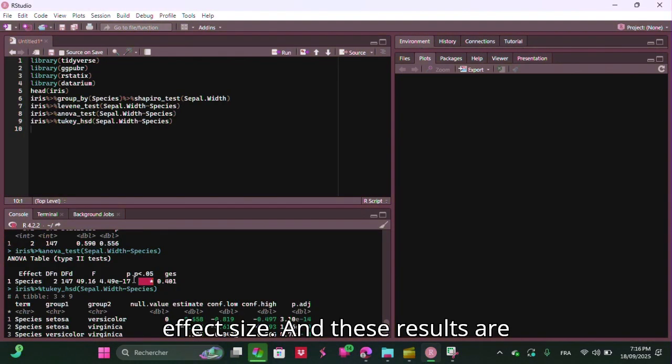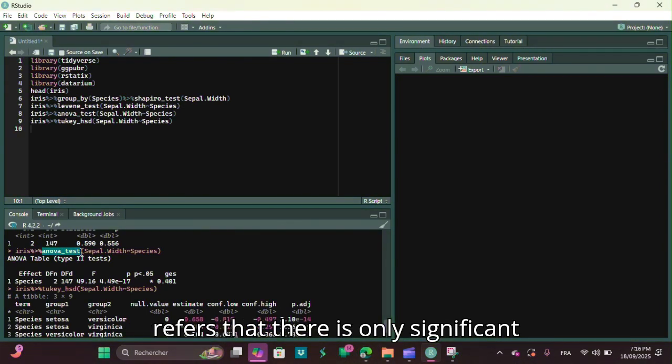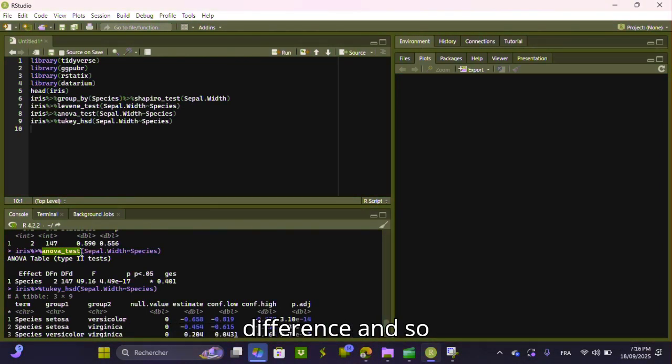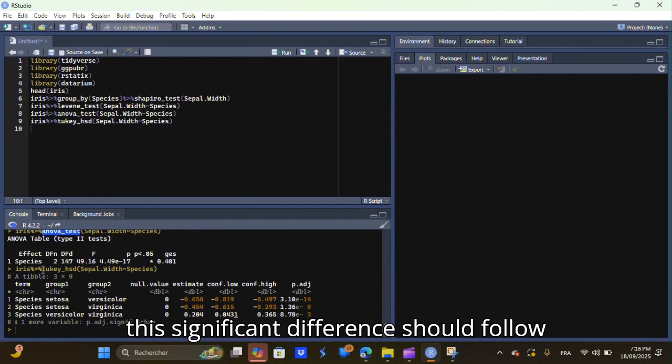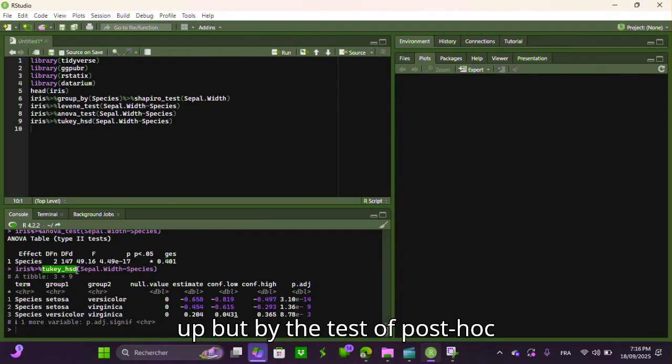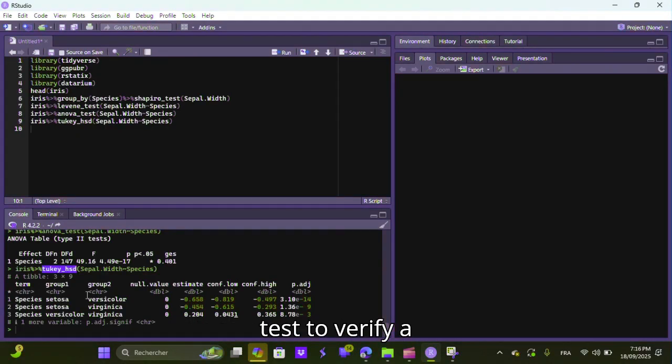And these results, 4.49 multiplied by 10 raised to the power minus 17, refer to the significant p-value of the ANOVA test, which indicates that there is a significant difference. And this significant difference should be followed up by a post-hoc test. In this case, we should apply the Tukey HSD test to verify two by two groups if there is a significant difference between each group.